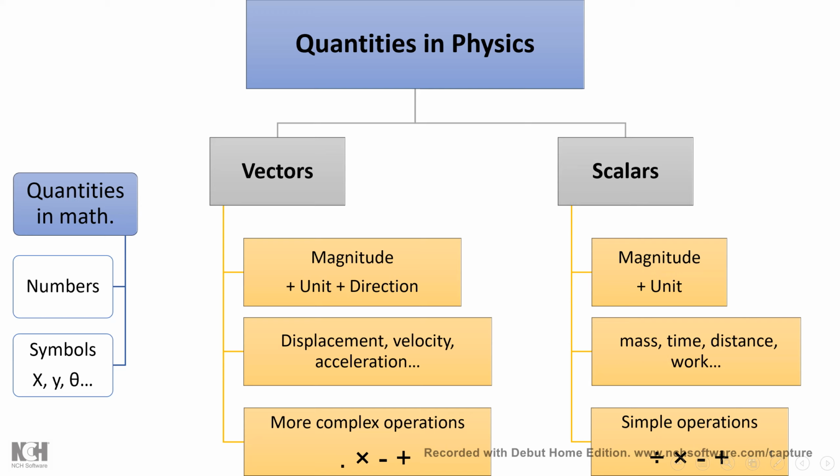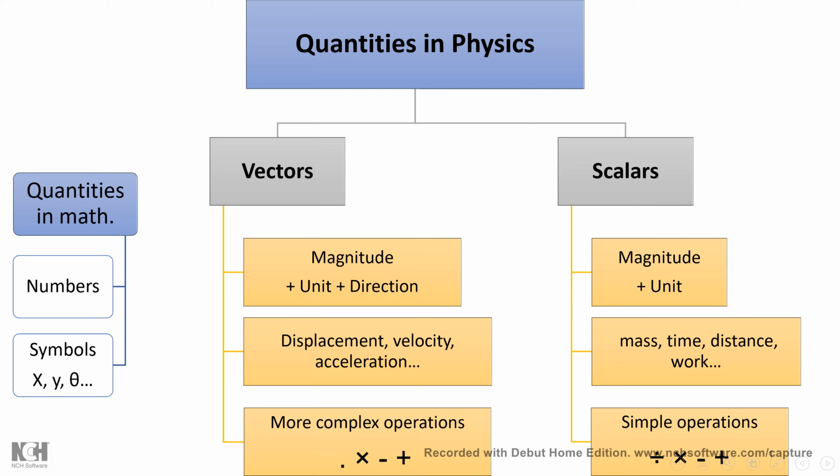But in vectors, we need to mention the magnitude, the unit, and the direction. For example, displacement, which is the shortest, straight line between 2 points, we need to start from a point to a point, for example, from A to B. And we need to say the direction: to the right, to the left, to the north.